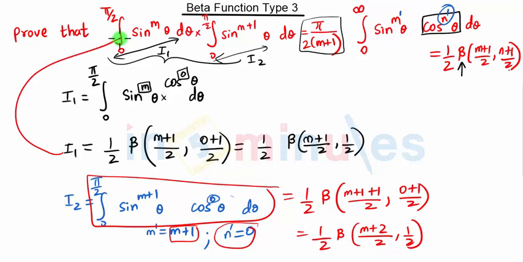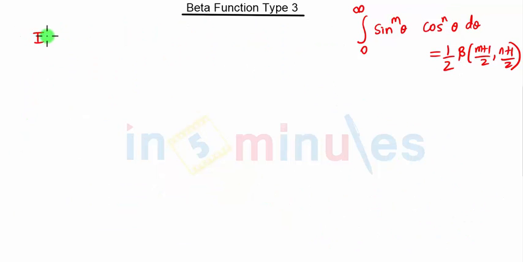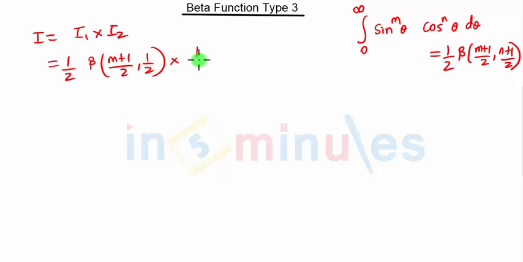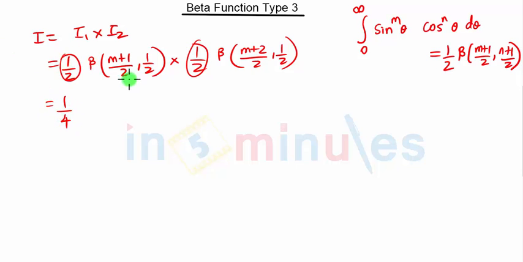Now we will write this I1 in this equation and I2 also in this equation. We get I equal to I1 into I2. I1 is half beta of m plus 1 upon 2 comma half into half beta of m plus 2 upon 2 comma half. So this half and this half will become 1 upon 4. And for beta of m comma n we have a direct formula, that is beta of m comma n is nothing but gamma of m into gamma of n upon gamma of m plus n.